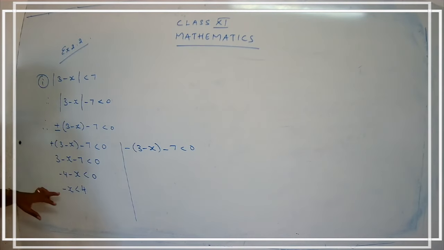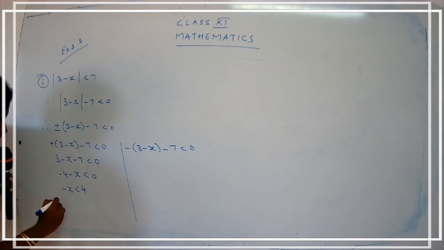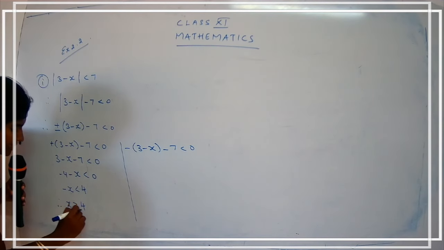Okay children, I don't want the value for x in terms of negative. So what I am going to do is, I am just going to change the sign. When I change the sign, keep in your mind that the symbol also changes. Now you have your less than, yes children? So when you change the sign, the less than becomes greater than. So you get, therefore, x is greater than minus 4.